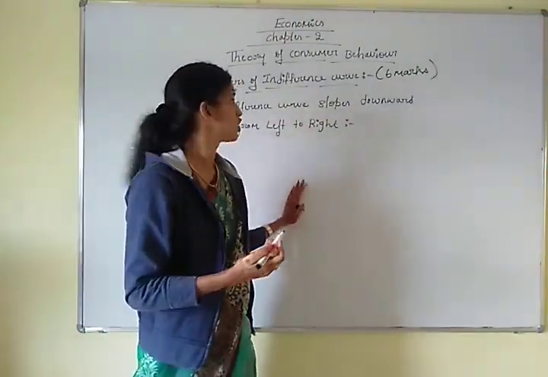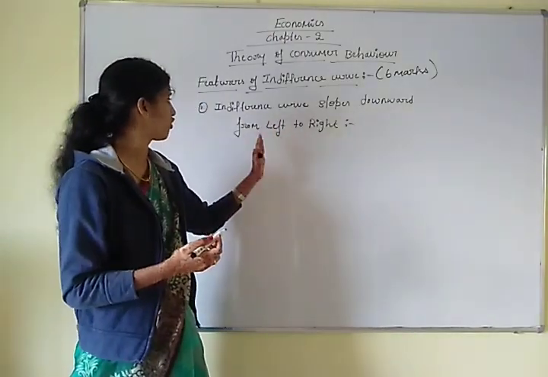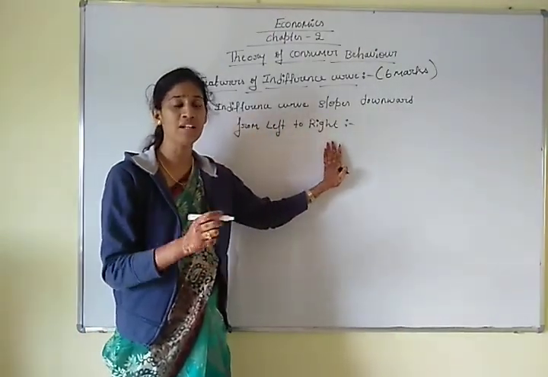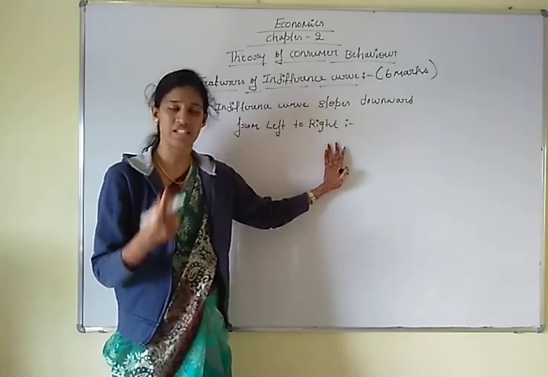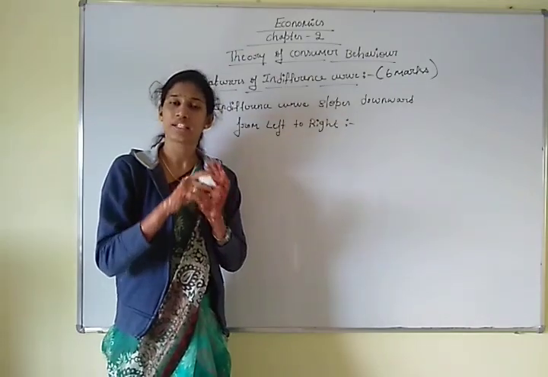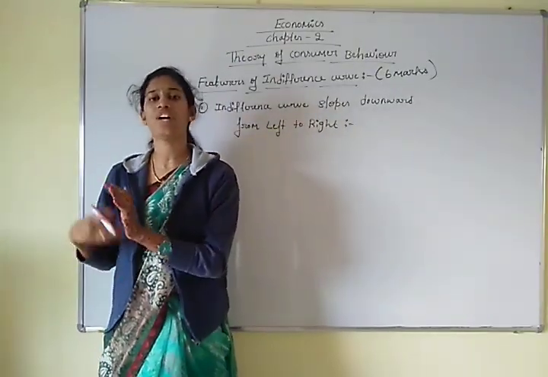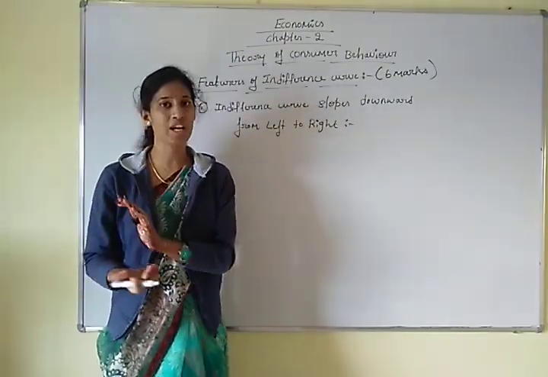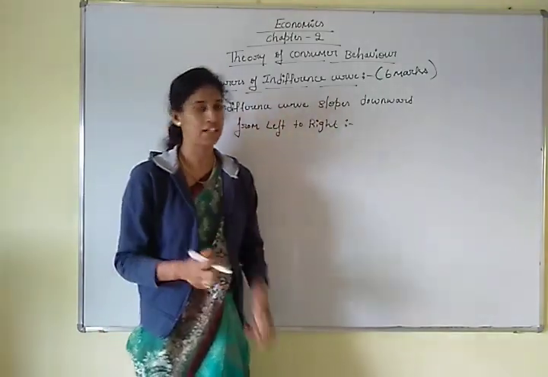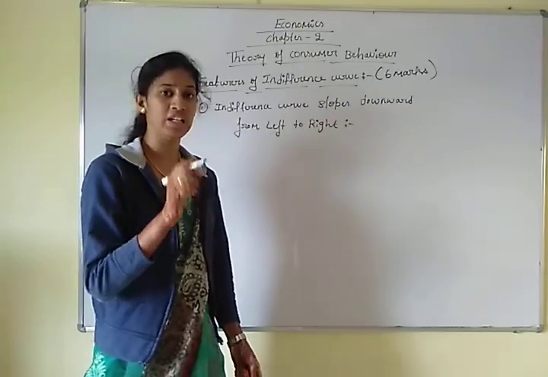Understood? So the indifference curve slopes downward from left to right because the consumer has a limited income, and if a consumer increases consumption of one commodity, it is only possible through reduction of the consumption of another commodity. That's why indifference curve slopes downward from left to right. We can explain with the help of the diagram.